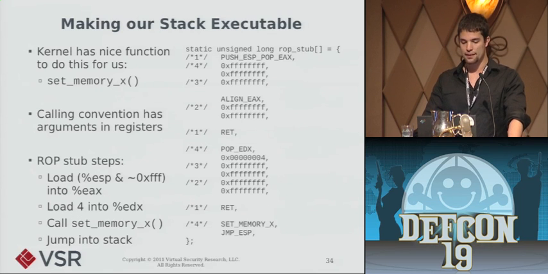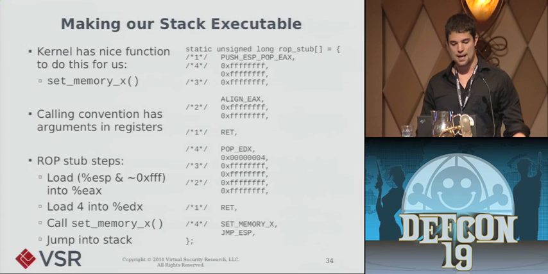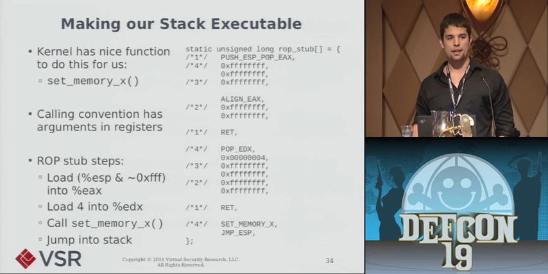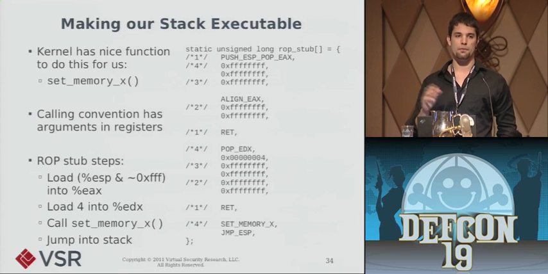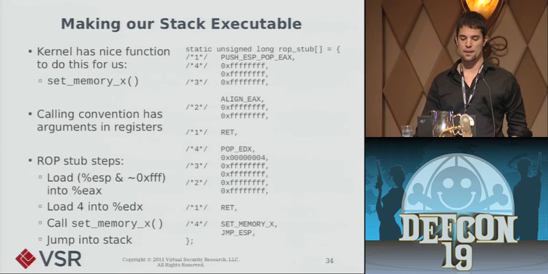So now, actually looking at some code, what we want our ROP payload to do is to make the stack that we overflowed executable so that we can run code on it. And the kernel has a really convenient function that'll take care of all the hard work for us called set_memory_x. And set_memory_x just takes two arguments. The first one is an address that you want to mark executable, and the second one is the number of pages from that point that you want to mark. We're in the kernel, so the calling convention actually has the first three arguments to functions in registers. So we just need to keep that in mind.